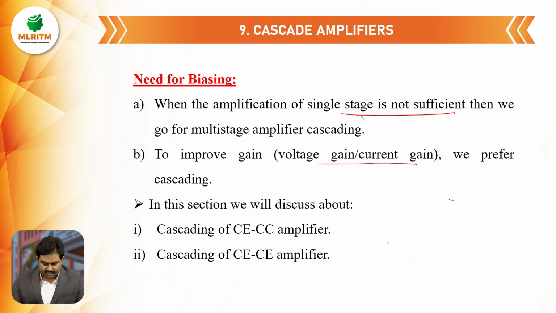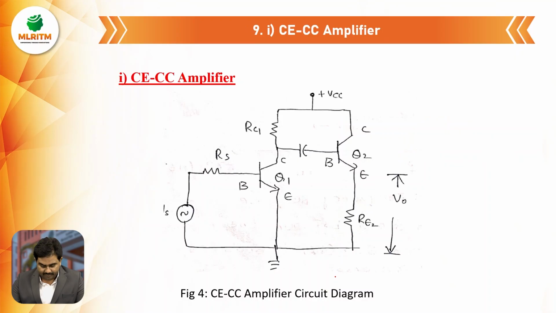So as I told earlier, in this section, we are going to discuss CE-CC amplifier as well as CE-CE amplifier. First, we will see CE-CC amplifier. So this is the general circuit diagram of CE-CC amplifier. Here, Q1, Q2 is there. Q1 represents first stage and Q2 represents second stage. In the first stage, we will connect CE amplifier, right? This is first stage. In the second stage, we will connect CC amplifier. So this Q2 part is CC amplifier. That Q1 transistor part is the first stage CE amplifier.